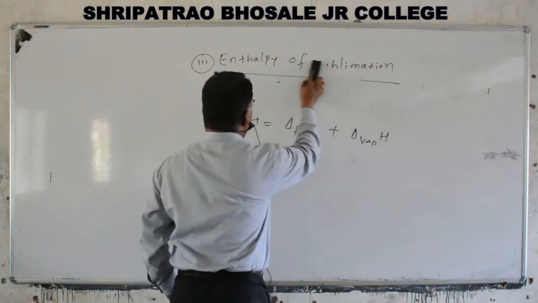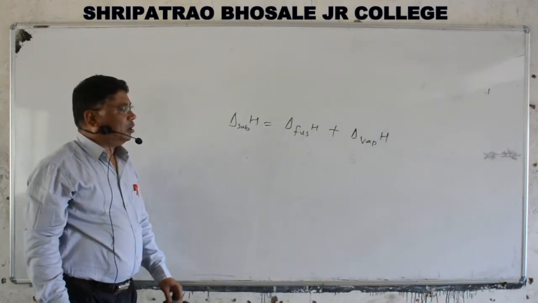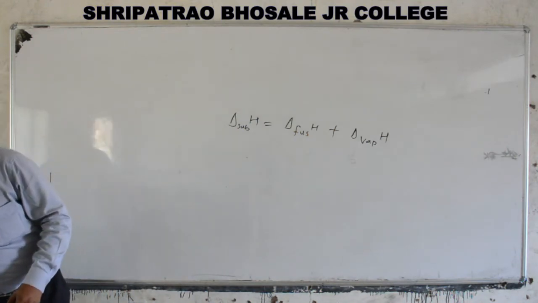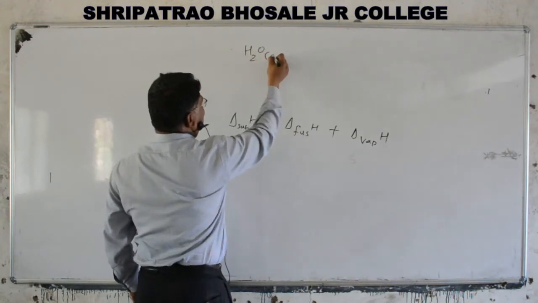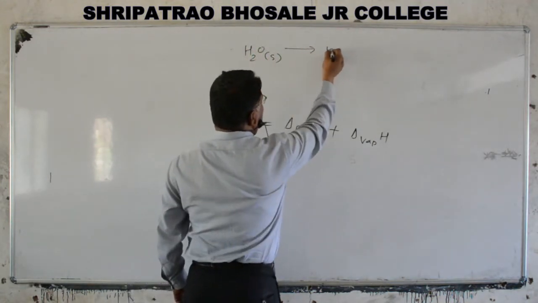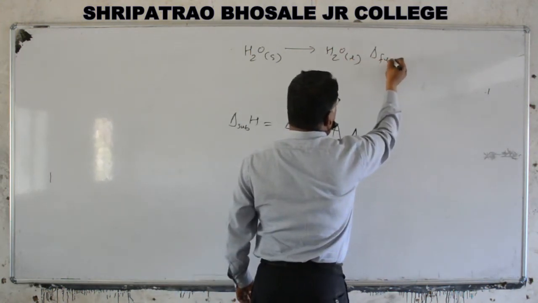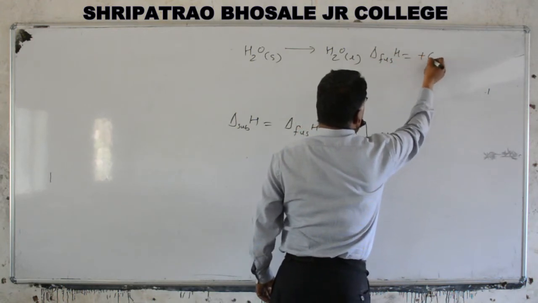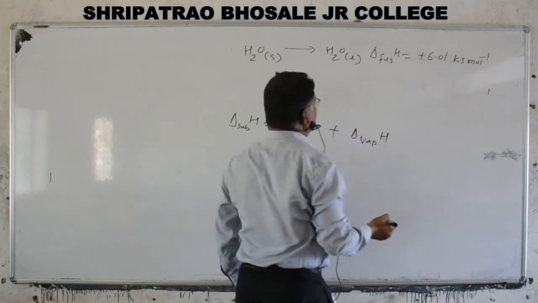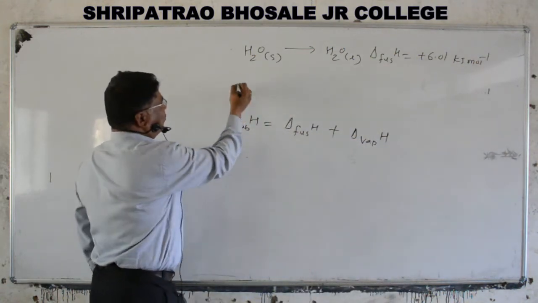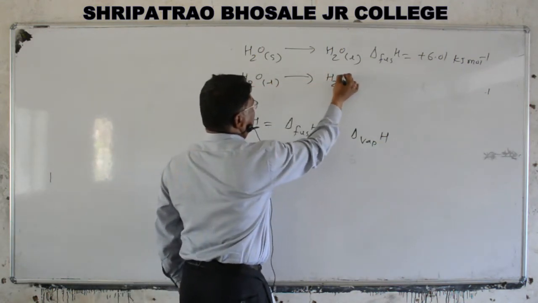Again we can write examples of enthalpy of fusion and enthalpy of vaporization. You know that for the enthalpy of fusion of water, H2O solid is converted into H2O liquid, and here the enthalpy of fusion is equal to plus 6.01 kilojoule per mole. And for the enthalpy of vaporization, H2O liquid is converted into H2O gas.